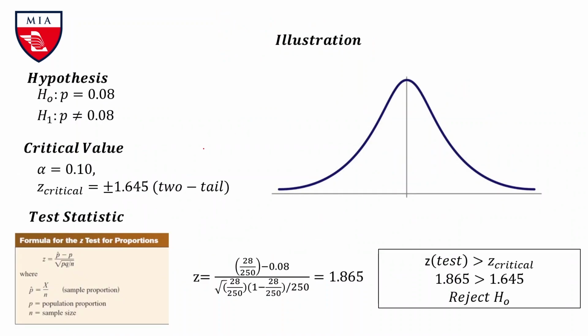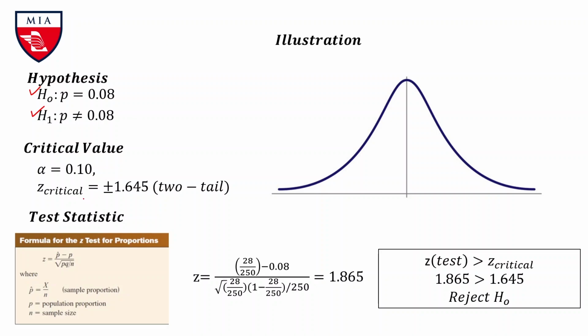So let's start by determining our hypothesis. We have the null hypothesis and the alternative hypothesis here. Next, we need to find a certain critical value. In terms of proportion, we will use the standardized Z test. Okay? So we have 0.10 here.